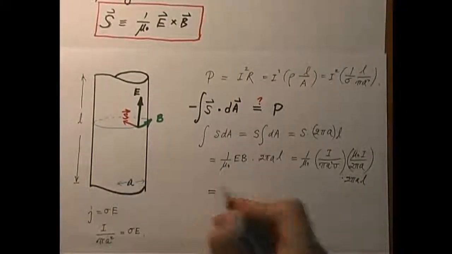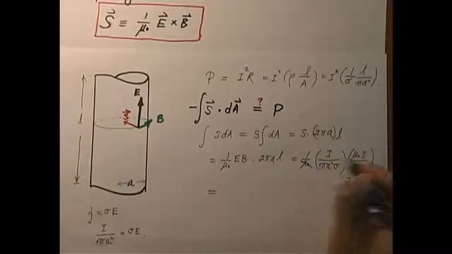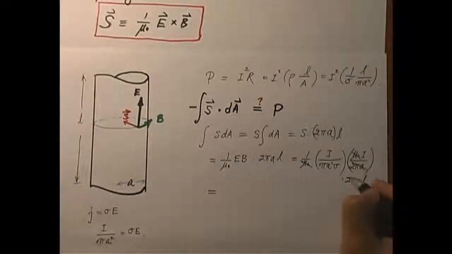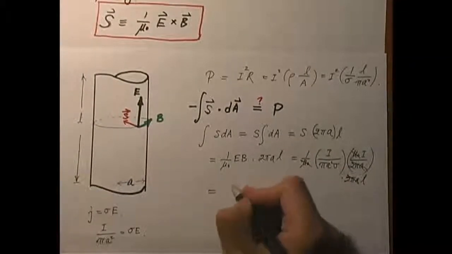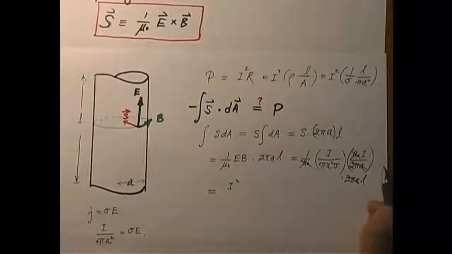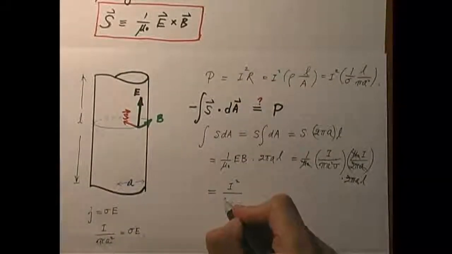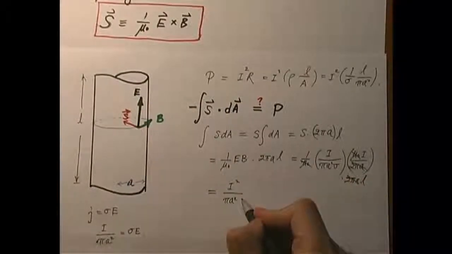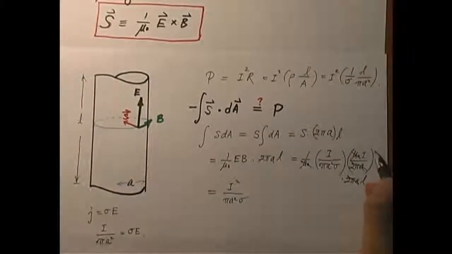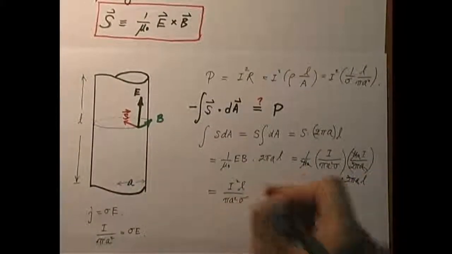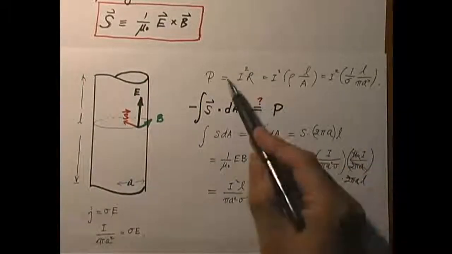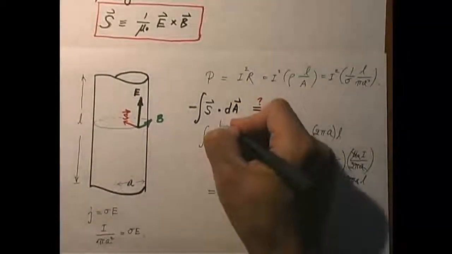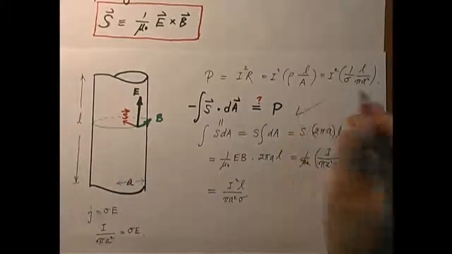Let's clean things up a little bit. Mu naught and mu naught cancel. 2 pi a and 2 pi a cancel. What do we have left? There's an I squared, there's a pi a squared, there is a sigma, and there's an L. Take a look at this. This is the power, and this is the right hand side, the left hand side. So indeed, this is correct.